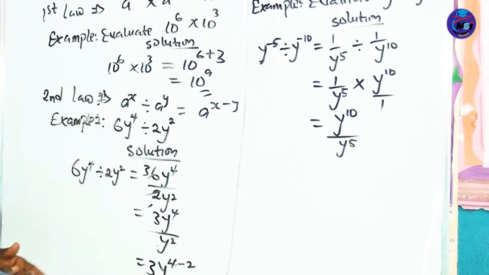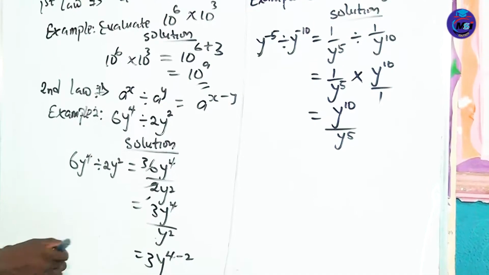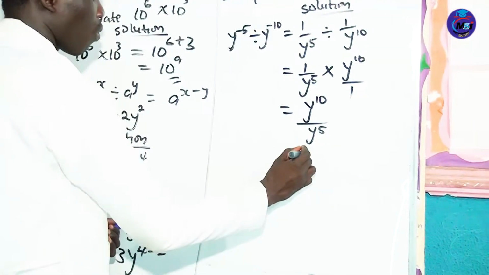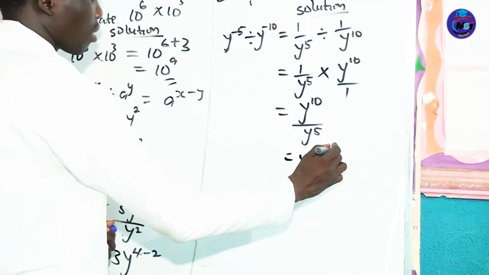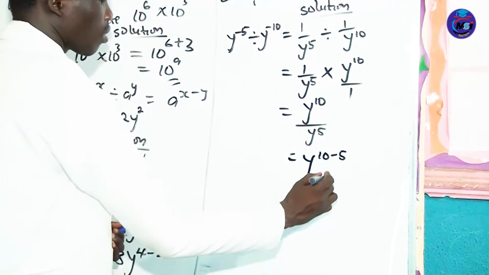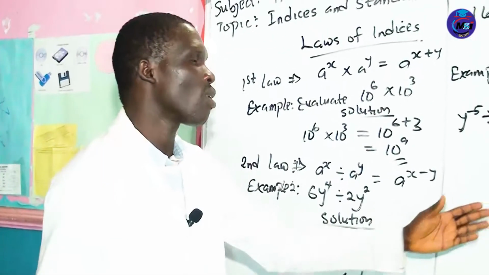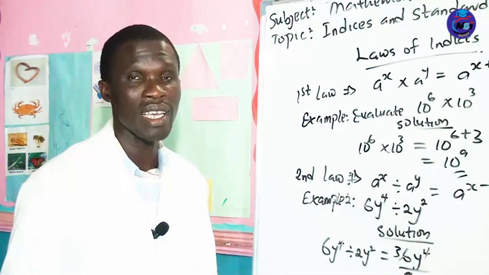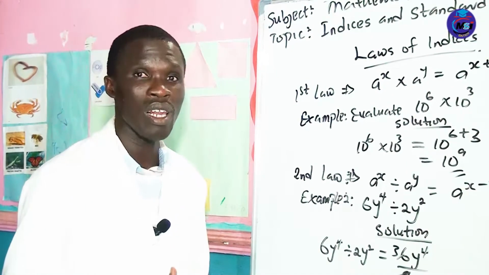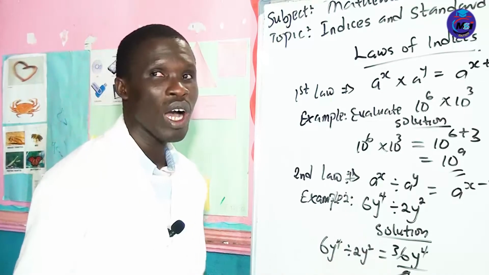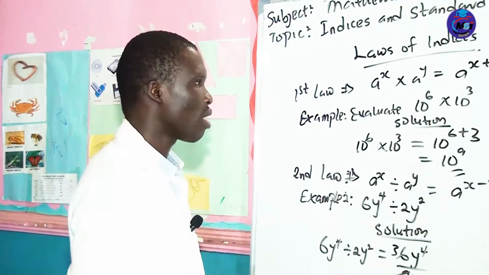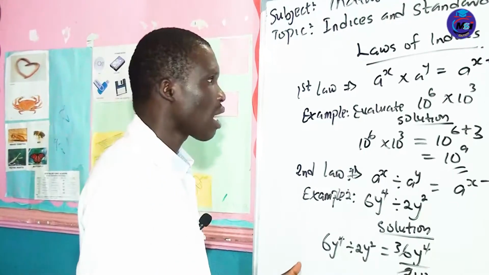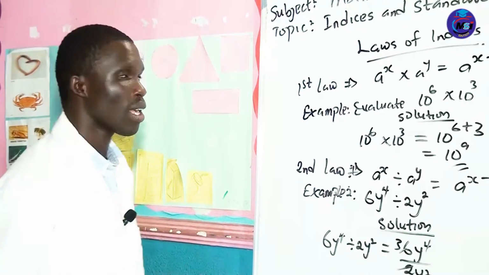And when we apply the second law, just like what we did here, y is common. You pick y, 10 minus 5. So our answer will be y raised to power 5. Okay, so this is how we can apply the law. We have different questions, but the basic things you need to understand is the law, each laws, then you know where to apply each of these laws. Now let me go to the fourth one.